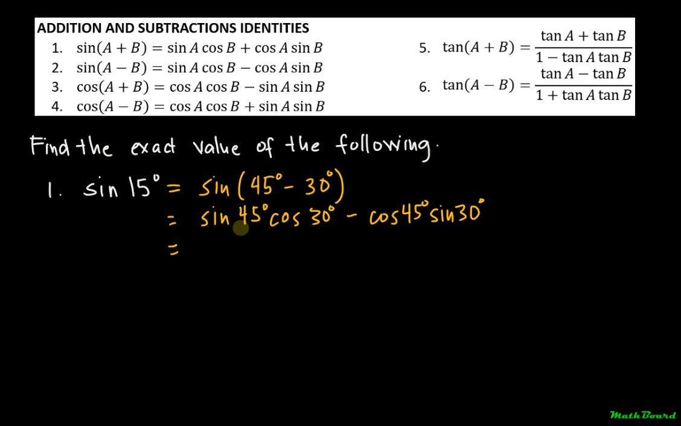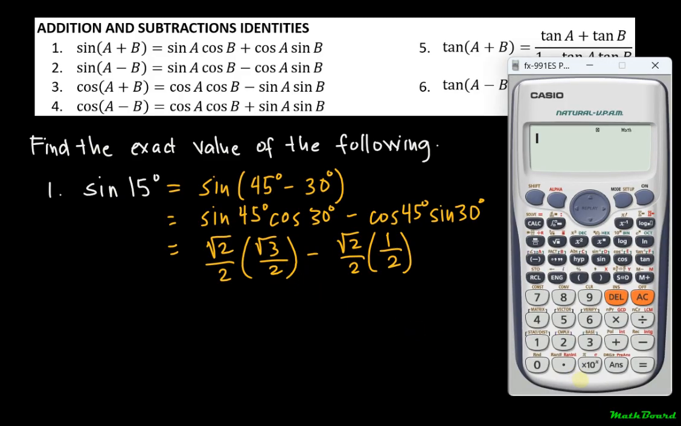Then we find sine 45, special angle, the value of that is square root of 2 over 2. Cosine 30 is just square root of 3 over 2. Then minus cosine 45 is also square root of 2 over 2. Then sine 30 is 1 half. Okay? If you do not remember the value of a special angle, you can use your calculator.